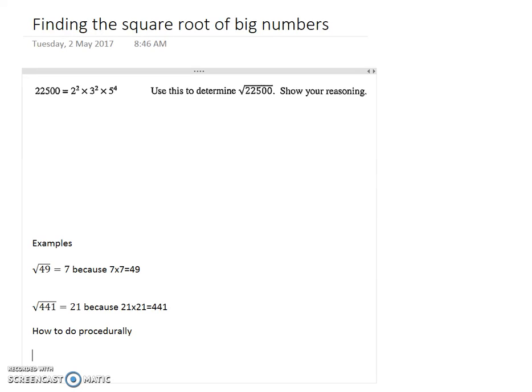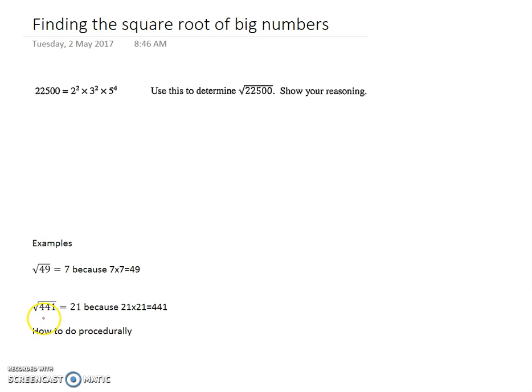Okay, so this video is going to go through finding the square root of big numbers. Ultimately, you want to find the square root of 22,500 is the example I want to show at some point. But first you need to know what a square root does and how to work with indices. Okay, so we should know that the square root of 49 is 7 because the number that multiplies by itself to give 49 is 7.